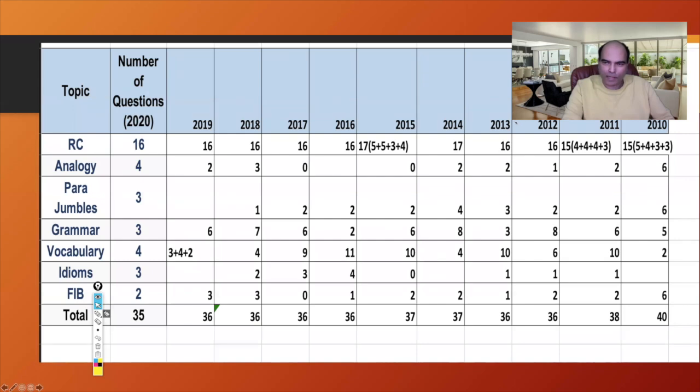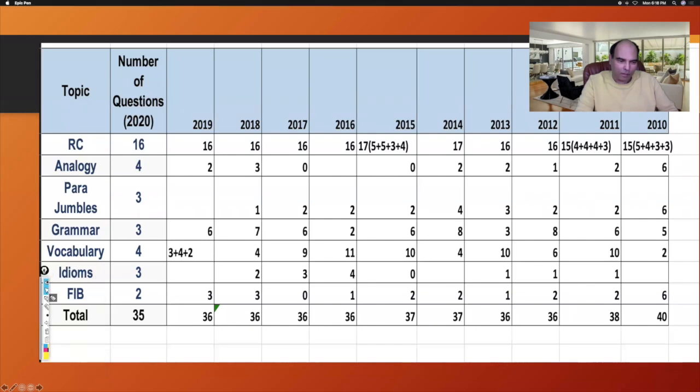First of all, the frequency analysis of the verbal section. Let's have a look at what the verbal section has been throwing at us in IIFT. First, the number of questions overall: 35, 36, going from 2020 back to 2011. The number of questions is always between 35 and 40, and around 40-45% of that is reading comprehension. So 40% plus of the verbal section is reading comprehension.